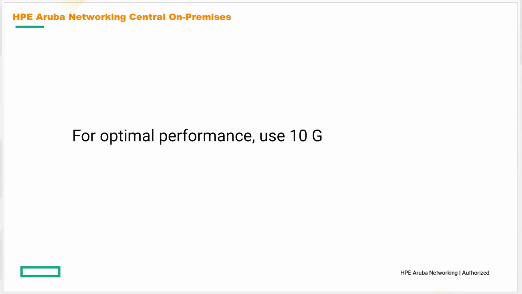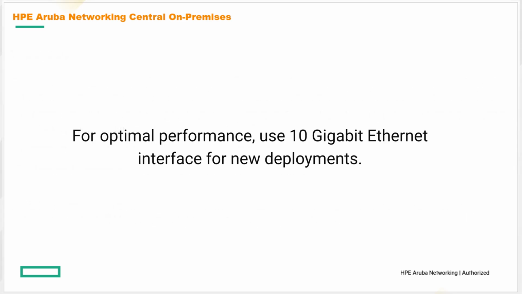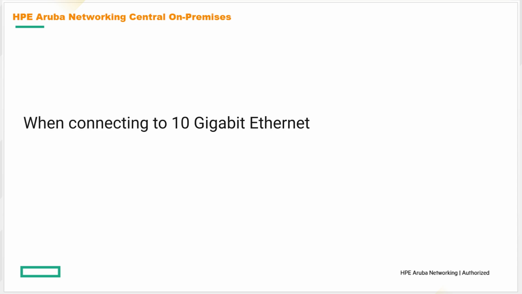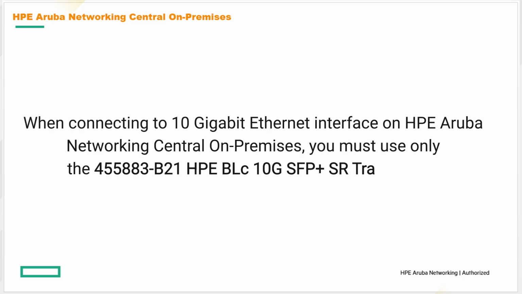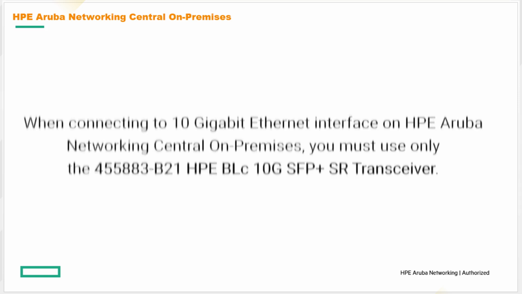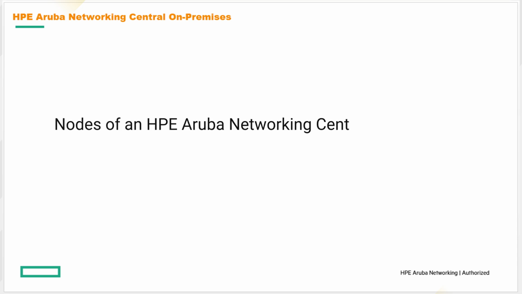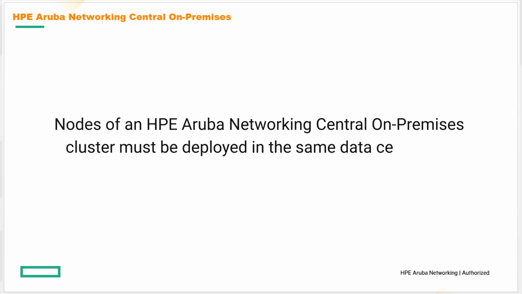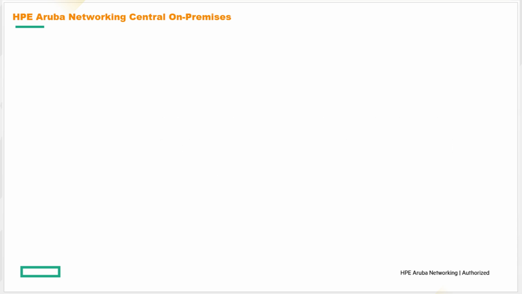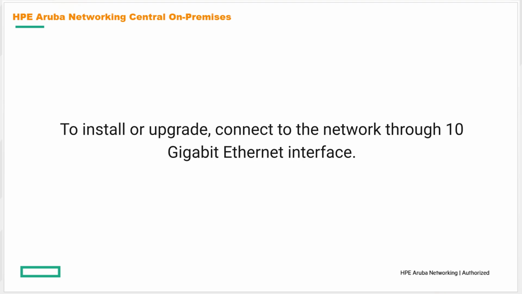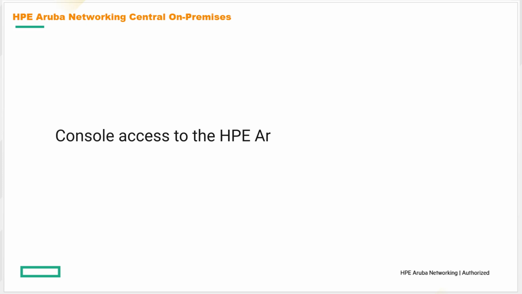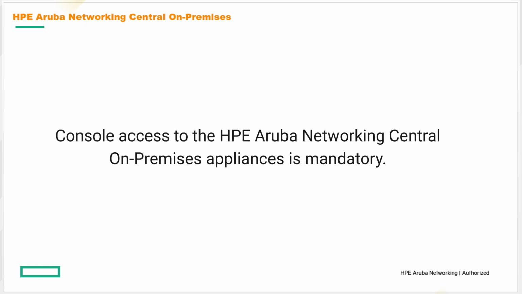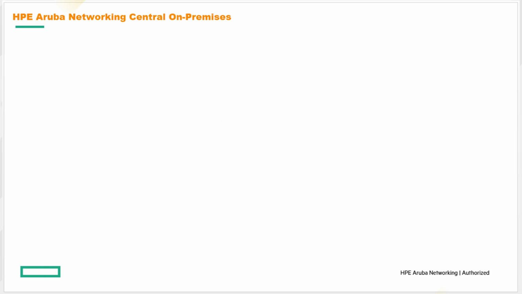For optimal performance, use a 10 Gigabit Ethernet interface for new deployments. When connecting to the 10 Gigabit Ethernet interface, you must use only the 455883-B21 HPE BLc 10G SFP+ SR transceiver. Nodes of an HPE Aruba Networking Central on-premises cluster must be deployed in the same data center and VLAN setup. To install or upgrade, connect to the network through the 10 Gigabit Ethernet interface. Console access to the HPE Aruba Networking Central on-premises appliances is mandatory.